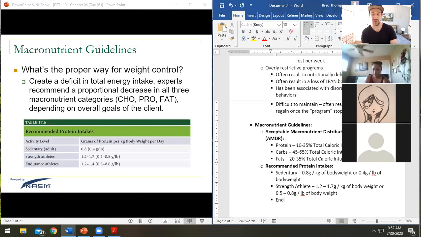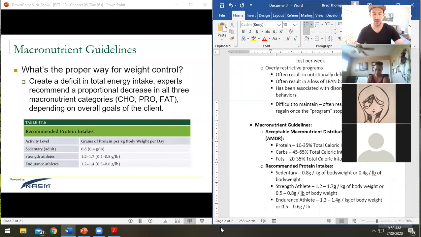And if you're an endurance athlete, which means you're like a marathon runner, a cardio person, a soccer player versus a football player or something, you're going to look at 1.2 up to 1.4 grams per kilogram of body weight. The only reason those numbers are a little lower for that type of athlete is, number one, you're still getting plenty of protein, and number two, you're just going to need more carbohydrates. If you're an endurance athlete, you're going to need a higher amount of carbs. So that's going to be 0.5 to 0.6 grams per pound.